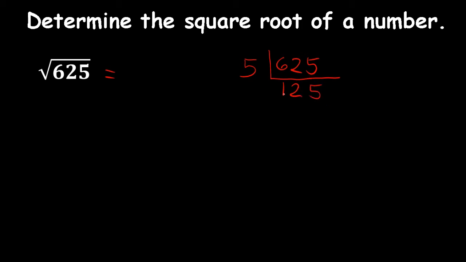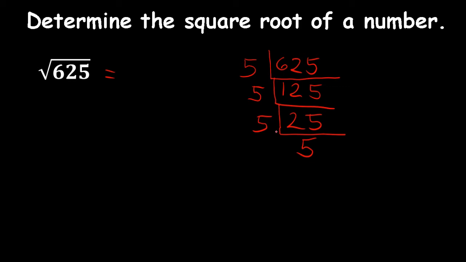125 can be broken apart by dividing by 5, and that is equal to 25. 25 is not a prime number, so we'll continue dividing. 25 can be divided by 5, and that is equal to 5. Now we will stop here because we have already come up with all prime numbers.